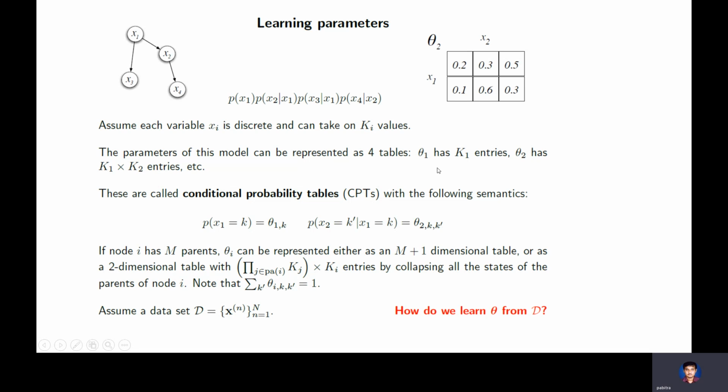And in undirected graphical models, it would mean learning the values of the clique potential functions or the factor functions. So this we call the parameter learning problem. What we are given is a structure of the graphical model and a data set, and we have to learn the parameters, which in the case of the directed graphical model is the conditional probability table. Okay, so that is the fundamental problem.